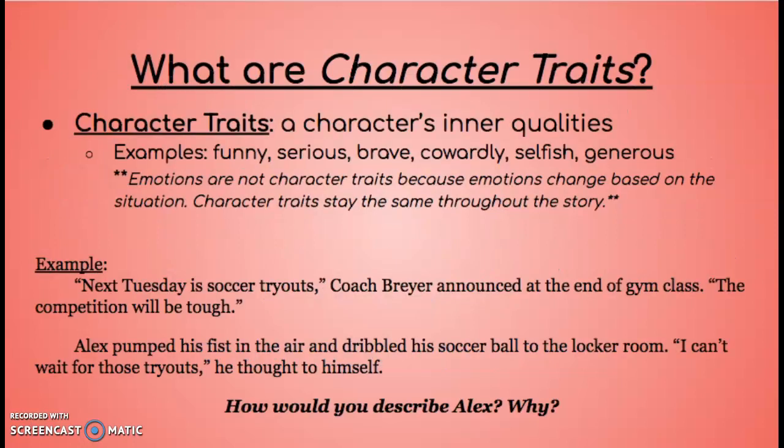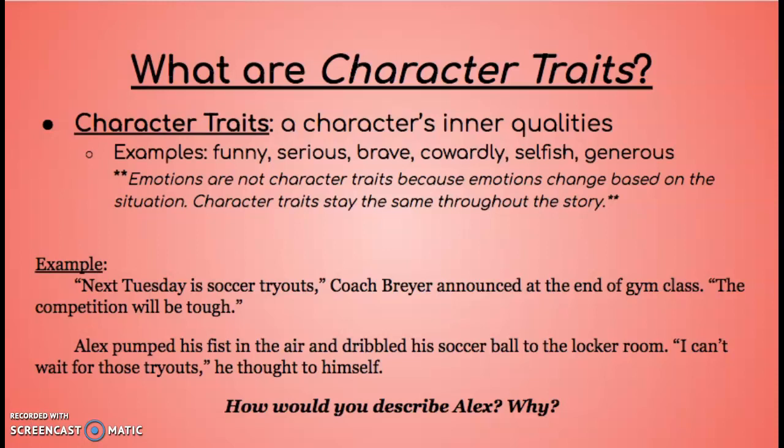So what really are character traits? Character traits are a character's inner qualities. So this is if a character's funny, serious, brave, cowardly, selfish, generous. We talked about this in class, and the character that we talked about was Harry Potter. For example, Harry Potter is very smart, very brave, very determined, very adventurous. We used some of those character traits to describe him in class.